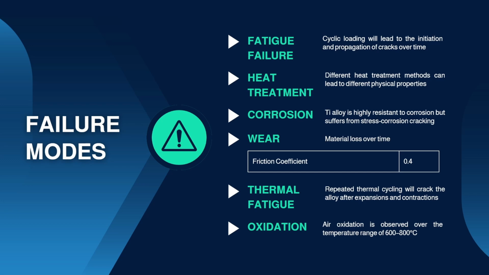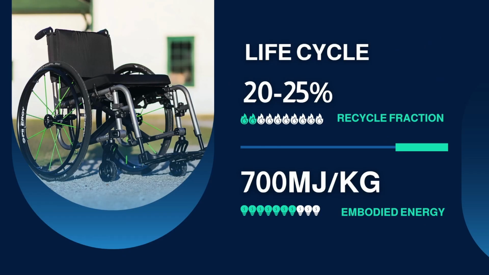Where is the material loss over time? Repeated thermal cycling will crack the alloy after expansion and contractions, and air oxidation is observed over the temperature range of 600 to 800 degrees. Titanium alloy has a recycle fraction of about 20% and 700 megajoules per kg of embodied energy.